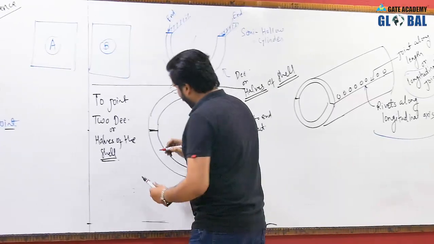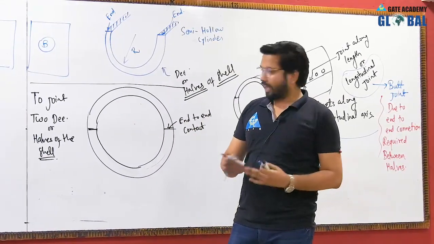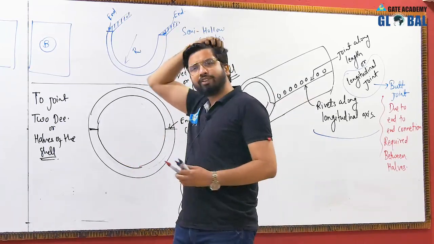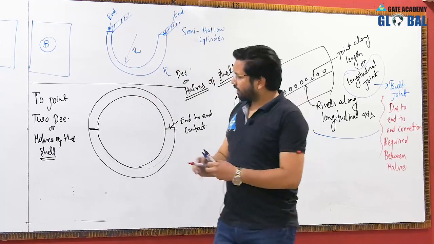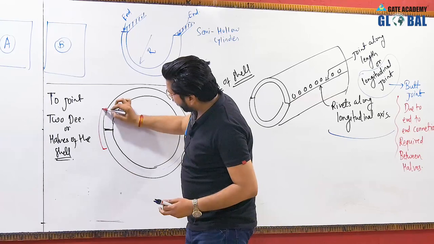Here, for better sealing, as we will have highly pressurized steam inside the shell, or any liquid or any fluid, for such conditions we will be using a double cover butt joint. So here we will have a cover plate.